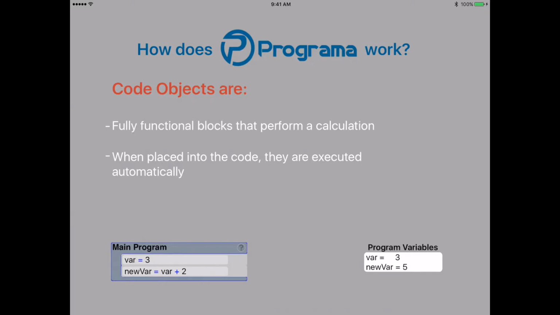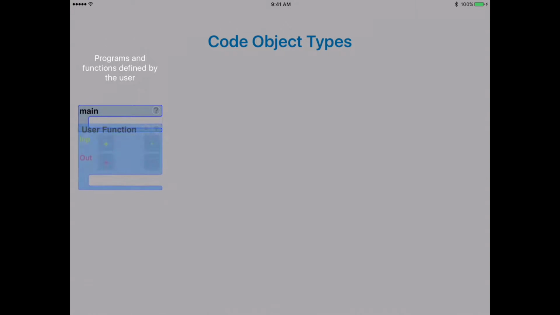Code objects are simple, dynamic templates that allow you to easily write a program without having to learn the syntax of the underlying programming language. We have introduced various types of code objects to create an easy-to-use and yet powerful programming environment. The first class of objects consists of the main program, as well as function code objects that are created by users to define their own programs and functions.